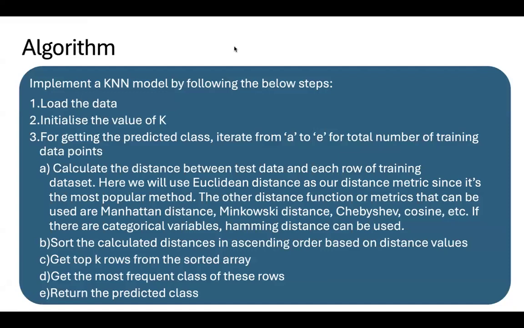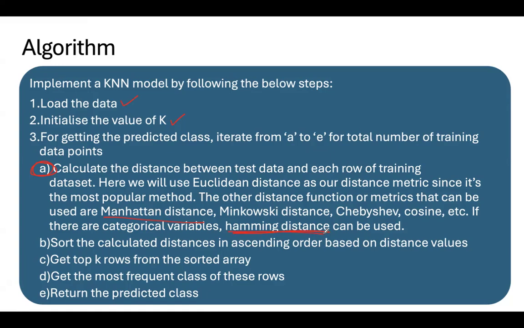Now, this is the algorithm. What you do in this particular algorithm is that you load the data first, then you put some value of K. Okay. And then step 3 is repeated for all the data points that you have got. You calculate the distance of the new point from all the other points using any distance measure. For example, you can use Manhattan distance or Euclidean distance or any other distance. If it is a categorical variable, you use the Hamming distance, right?